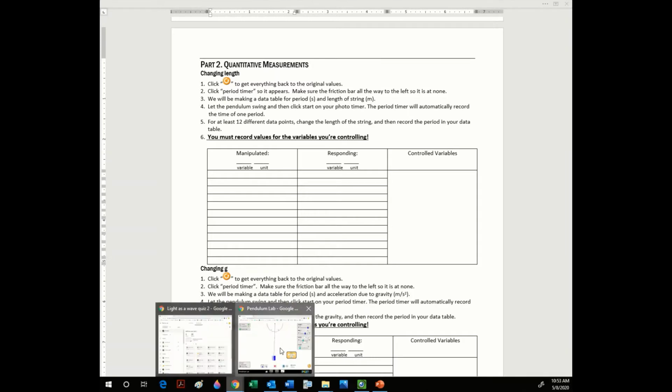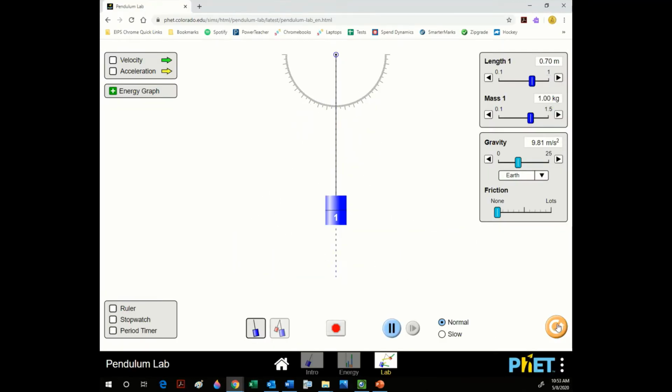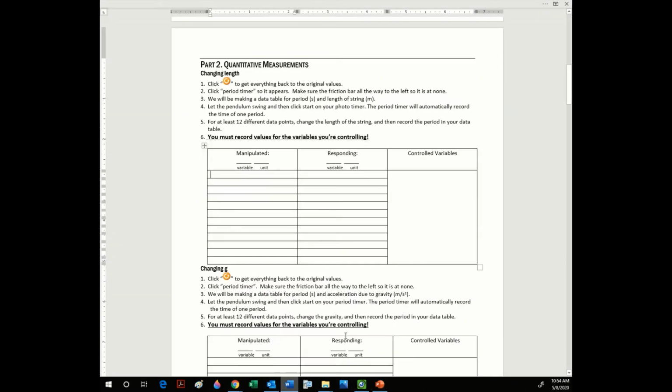So what you'll be doing, it's going to reset everything. So you need to write down all your controlled variables. I'm going to control mass. I'm going to control gravity. These are the two that I'm going to control. So my controlled variable gravity is 9.81, and you can make it anything you want. You can choose any gravity, play around with it. You can do Jupiter, you can do Moon, you can make it fun like that. And then my mass is 1 kilogram. Okay, so you need to record those values.